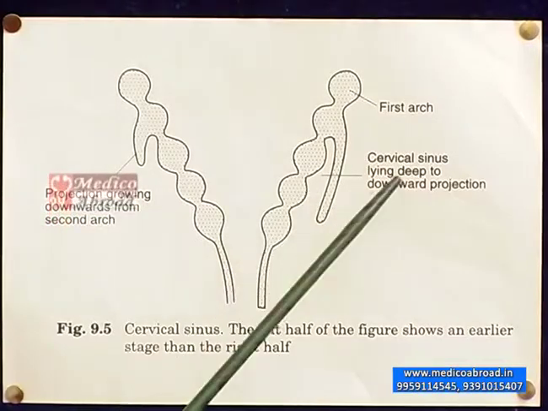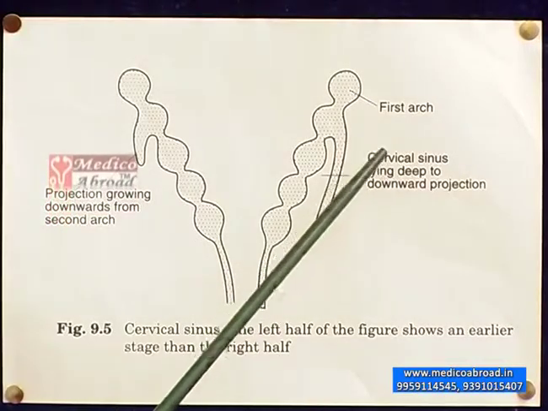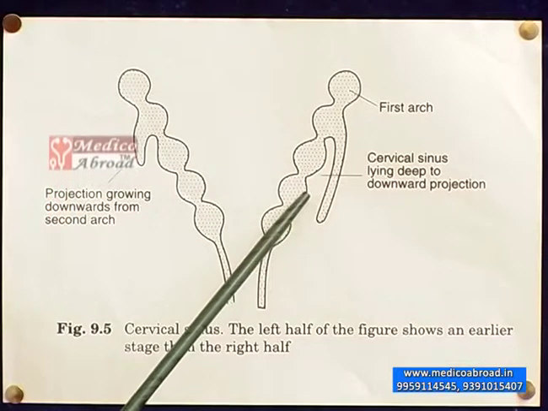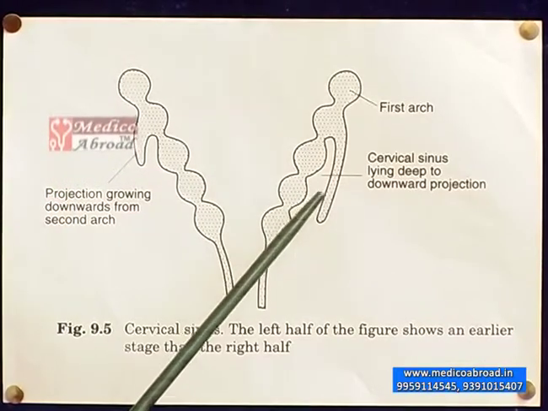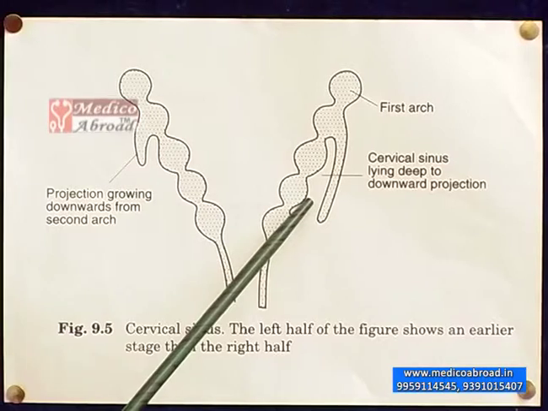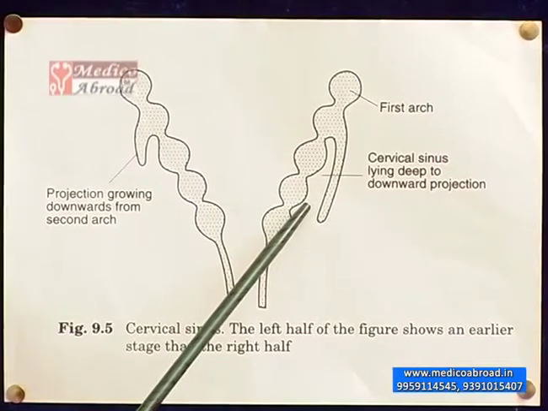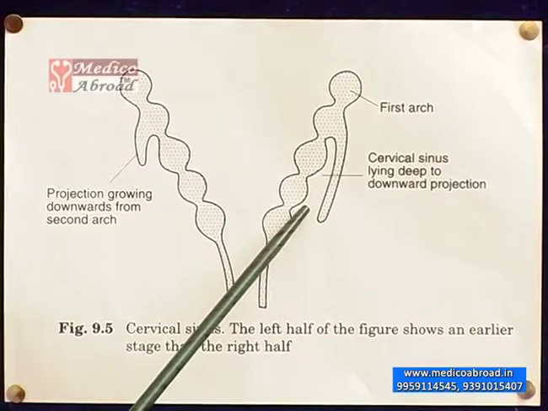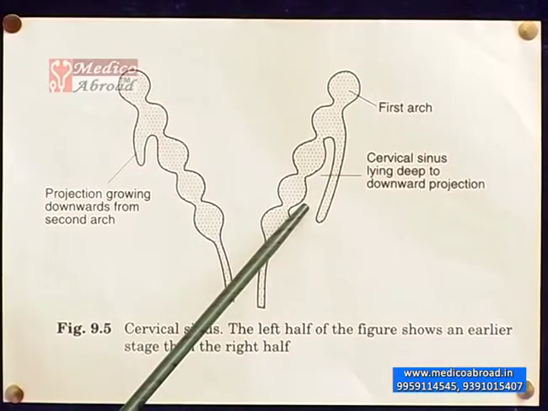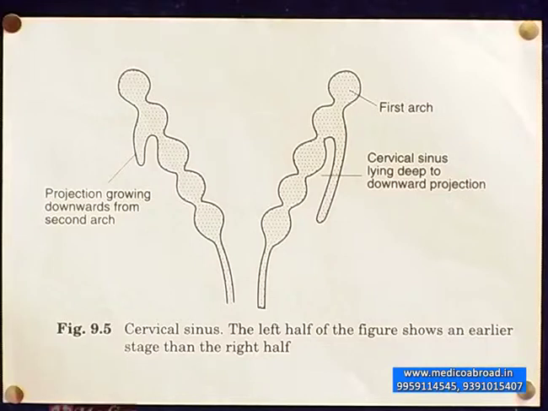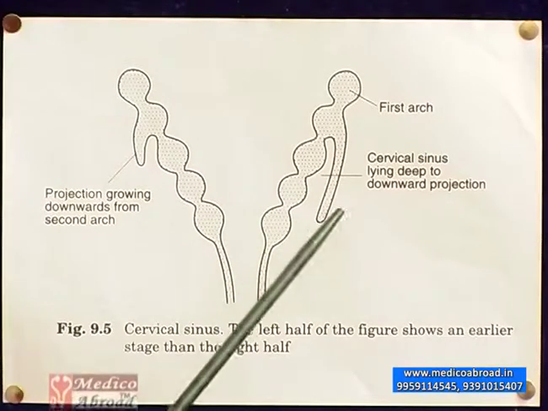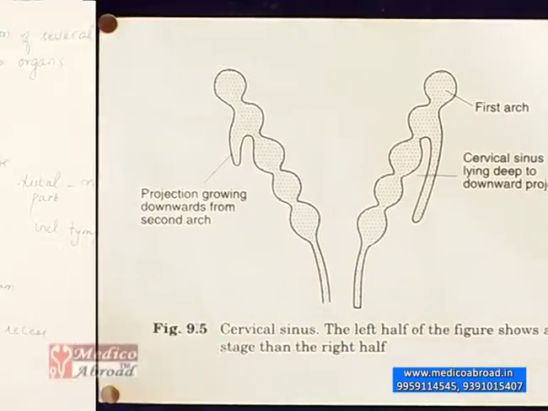Embryologically, this should disappear, but if the cavity of the cervical sinus persists, then it forms a swelling along the anterior border of the sternocleidomastoid muscle, and these are called branchial cysts. If there is a false passage from the ectoderm up to the branchial cyst, it's called a branchial sinus. So this is the importance of these cervical sinuses.